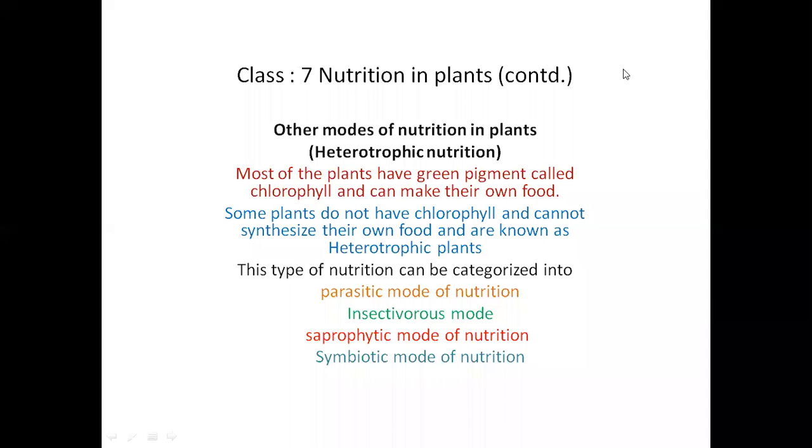Hello students. So here today we are going to continue from our first chapter, nutrition in plants. So in the previous video, we have learned about the autotrophic mode of nutrition in green plants, right? And today we are learning the heterotrophic mode of nutrition, the different modes of this, okay?